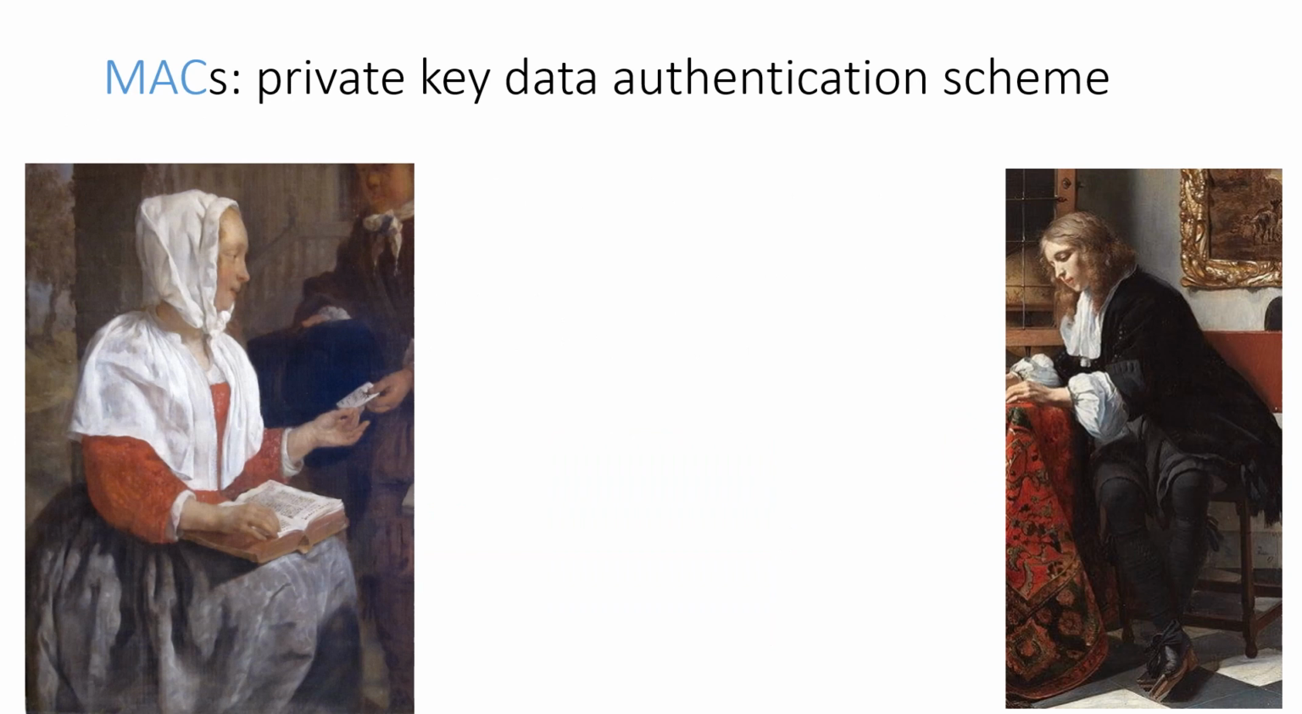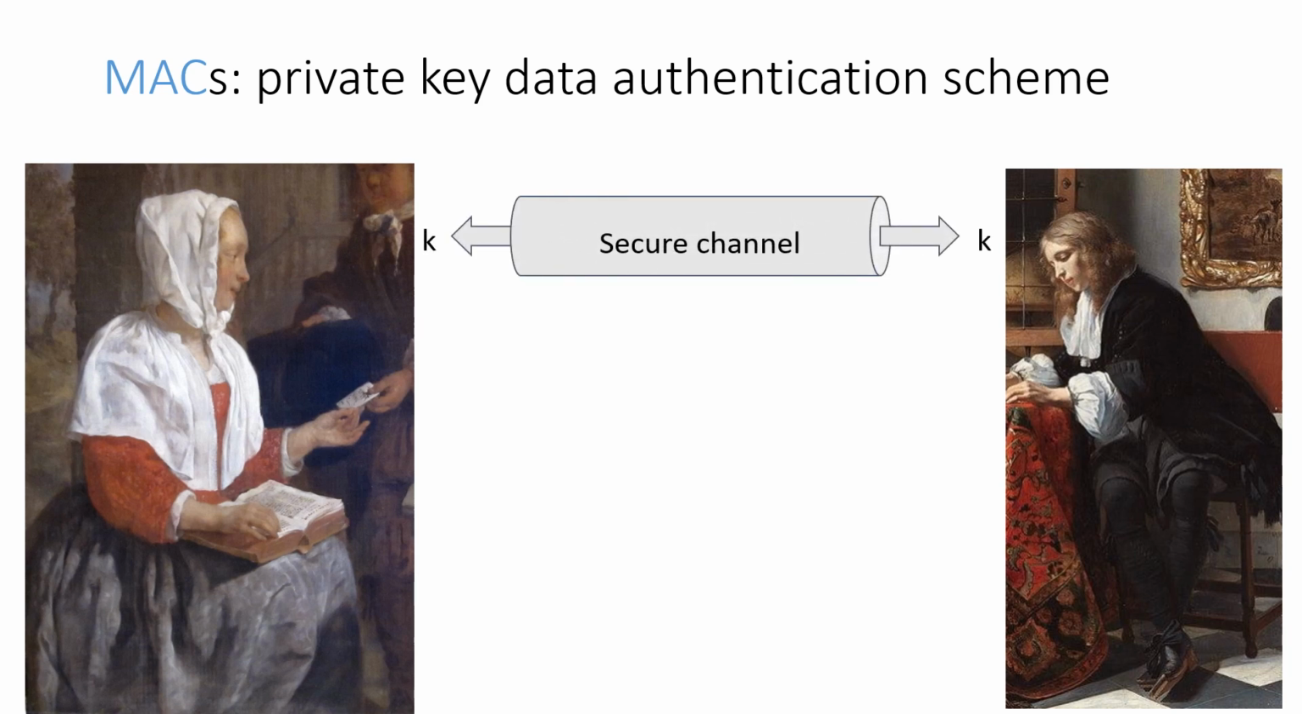We have previously talked about message authentication codes, which is a private key data authentication scheme. So what is the difference between private key and public key schemes? For private key, it means that Alice and Bob actually have a shared key that they keep between each other. They might have met up ahead of time and used that meeting to set up a key between the two of them, which we'll call a secure channel.